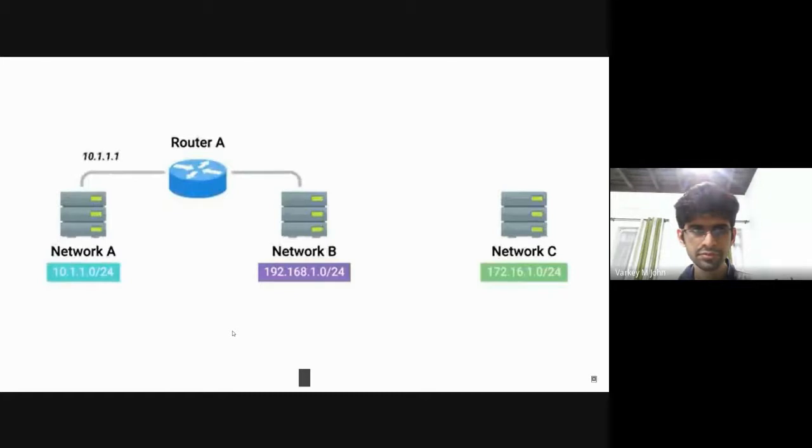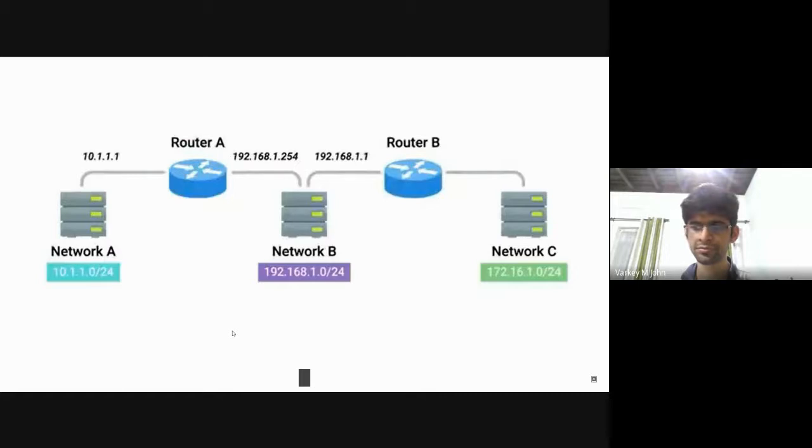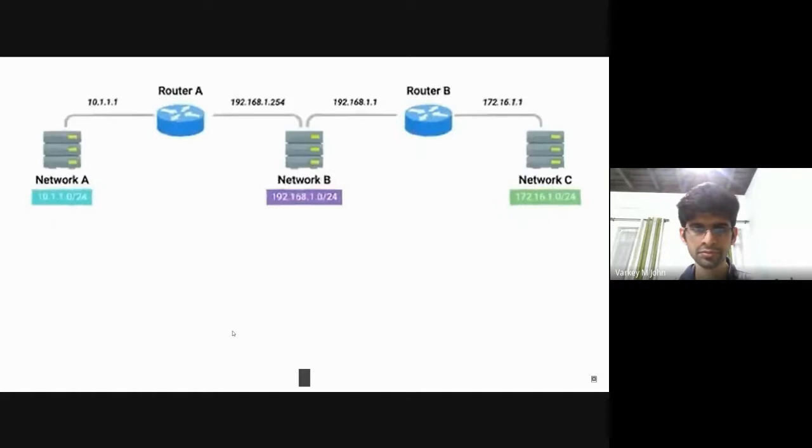Router A sits between network A and network B with an interface configured with an IP of 10.1.1.1 on network A and an interface at 192.168.1.254 on network B. There's a second router, router B, which connects networks B and C. It has an interface on network B with an IP address of 192.168.1.1 and an interface on network C with an IP address of 172.16.1.1.